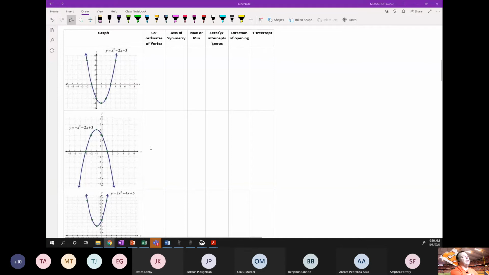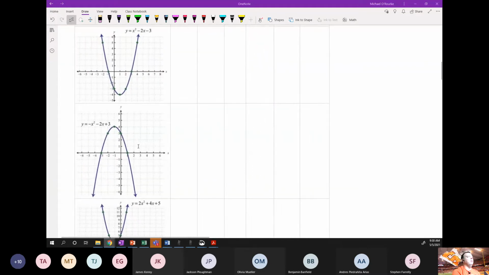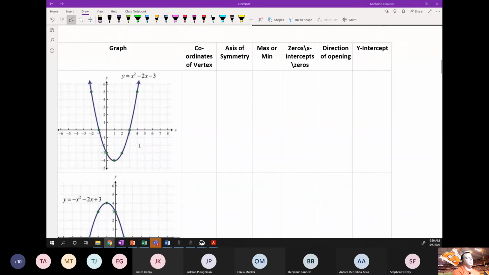Okay, so I'm going to do the first one. What we're going to do is look at this graph and pull the information out of it. If I'm going too quick, put an S in chat for slow down. So for this one here, here's my graph. The coordinates of my vertex: my vertex is right here. So the coordinates are going to be an x, y part. My x here is going to be 1, so I go in 1. Then my y coordinate, I'm going to go down 4. So there are the coordinates of my vertex.